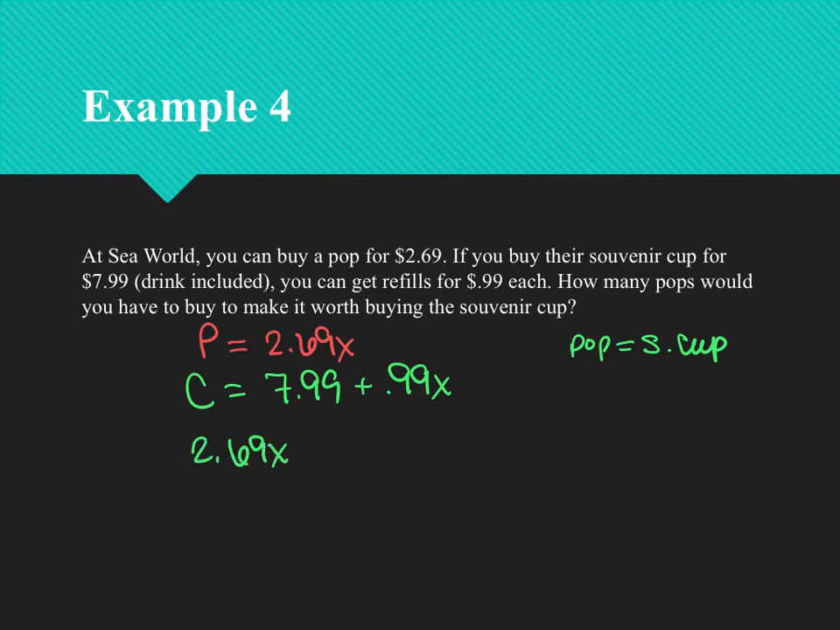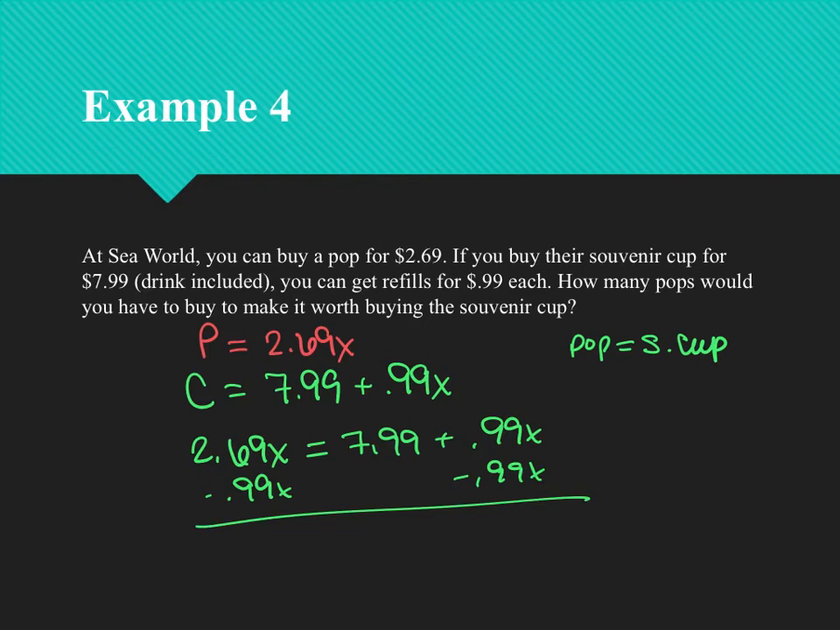So 2.69x equals $7.99 plus 0.99x. I'm going to subtract 0.99x from both sides. And when we do that, we end up with 1.7x equals 7.99. So now I'm going to go ahead and divide both sides by 1.7. And I see that x equals 4.7.